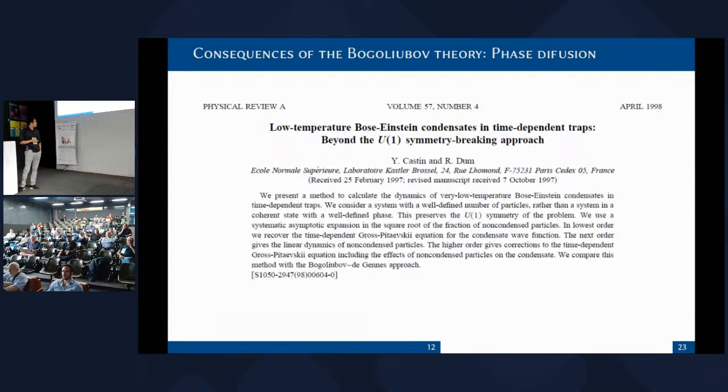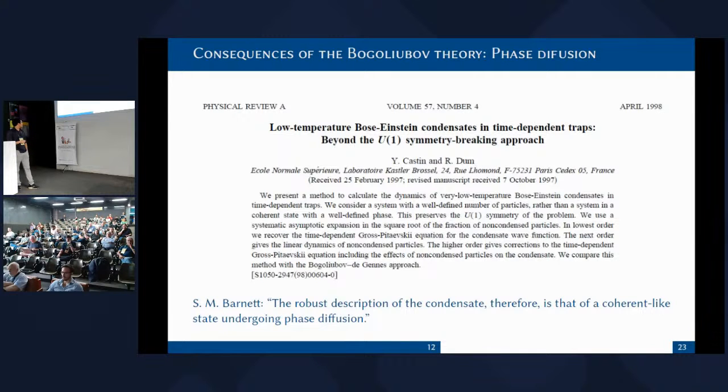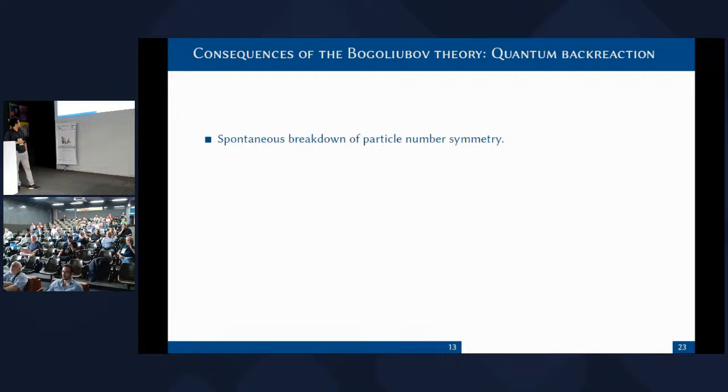So it comes to the definition of what is a condensate. It depends on the guy that is actually doing the calculation. What is a condensate? For me, I agree with this guy right here. A condensate is a coherent state, which is therefore undergoing phase diffusion. That's what a condensate is for me.